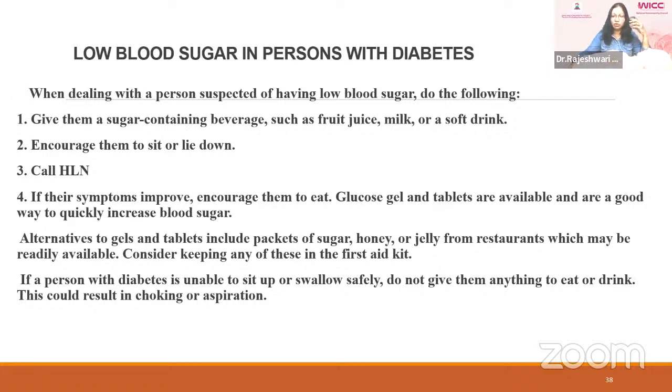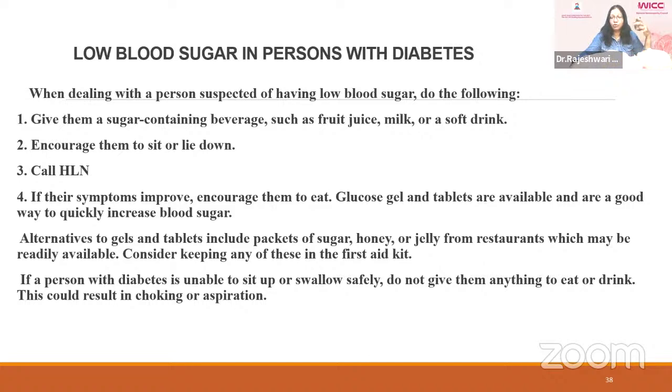When low blood sugar happens, it starts with a feeling of confusion and slowly the person feels dizzy and then may collapse also. So if you recognize it in the early symptoms, and we know that the person is non-diabetic, then you can immediately give a sugar-based beverage or fruit juice or milk with sugar or a soft drink and encourage them to sit down or lie down.